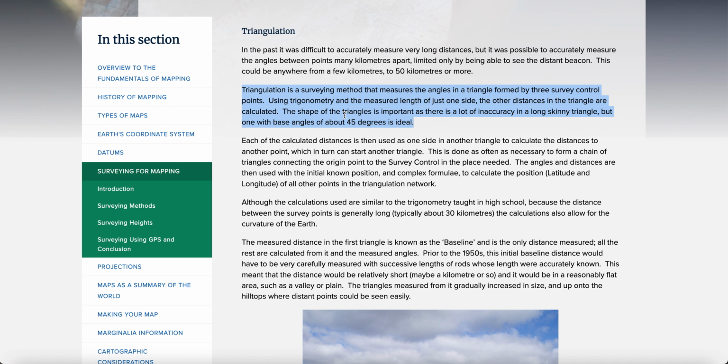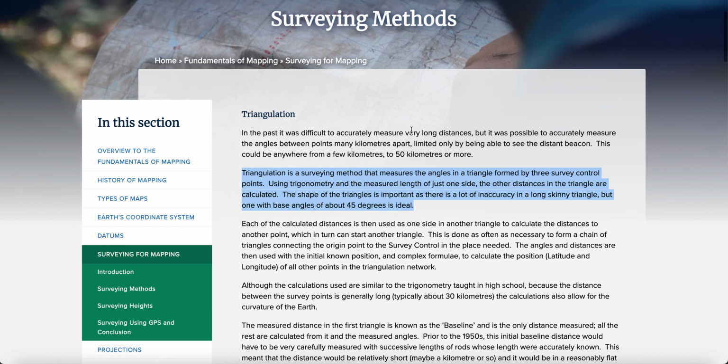The shape of the triangle is important as there is a lot of inaccuracy in a long skinny triangle, but one with base angles of about 45 degrees is ideal, right? So they're using triangles. This is trigonometry, right? Triangles, 180 degrees. There's no other way to do trigonometry, right? And triangulate for triangulation, it's impossible, right?